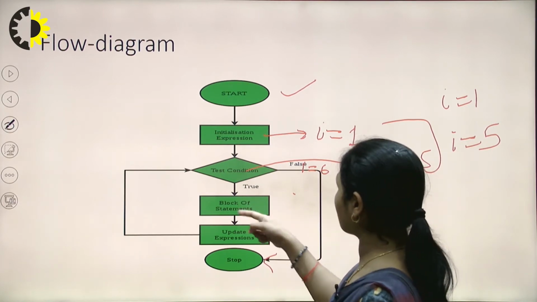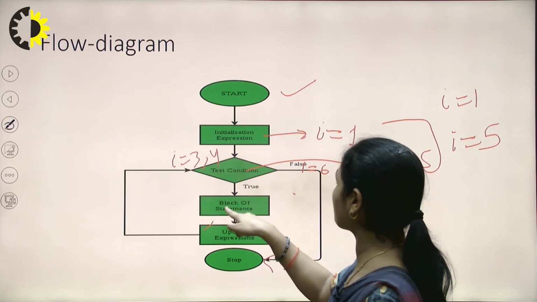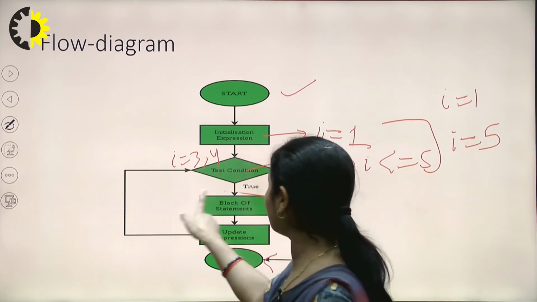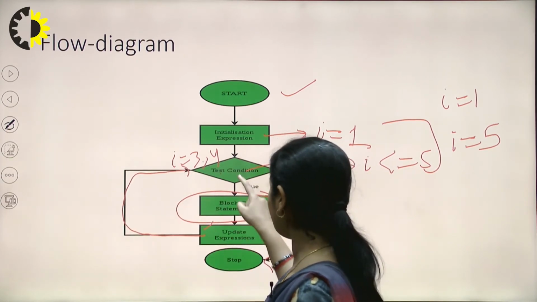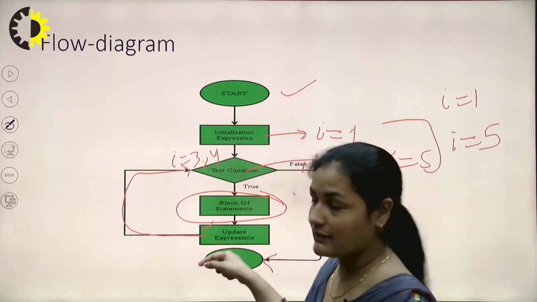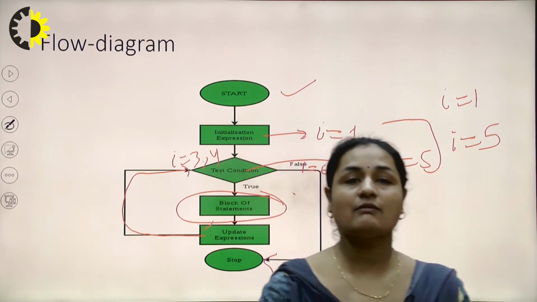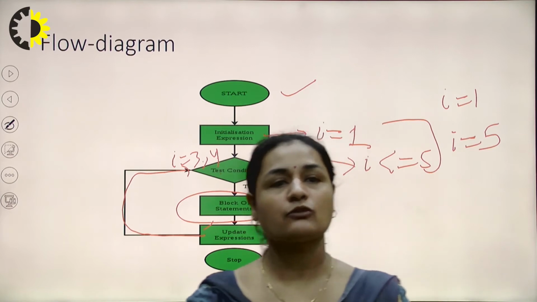If the test condition is true, for example if i is 3, 4, then a certain block of statements is executed, and every time the statement is executed, it will update the value. First it becomes 3, it is true, it executes the statement, then it becomes 4, after that it becomes 5, and when it becomes 6, then the condition is false and the loop will be stopped.